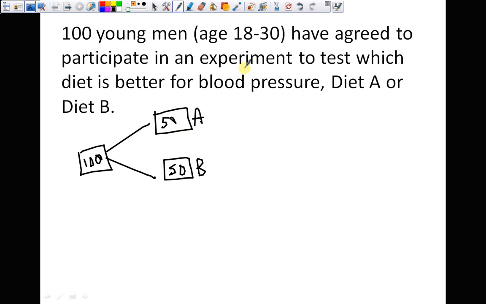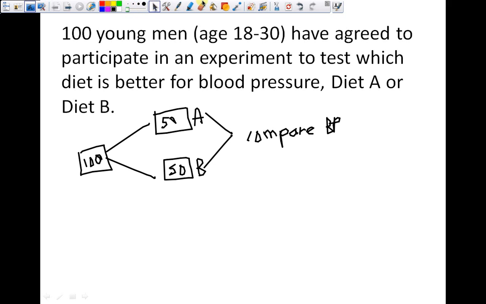So at the end of that, we will compare blood pressures. That's basically a completely randomized experiment.